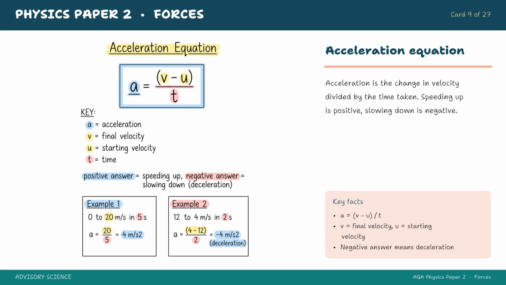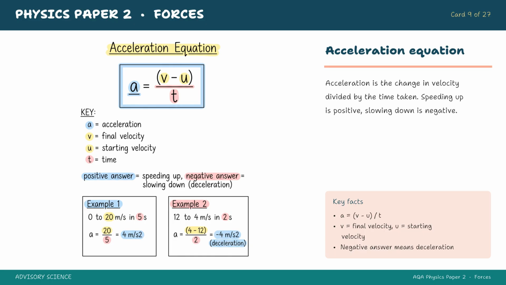Acceleration equals the change in velocity divided by the time taken. Here, u is the initial velocity, v is the final velocity, and t is the time taken. This equation tells you how quickly an object's velocity changes. If the object is speeding up, the acceleration is positive. If it's slowing down, the acceleration is negative, and this is called deceleration.